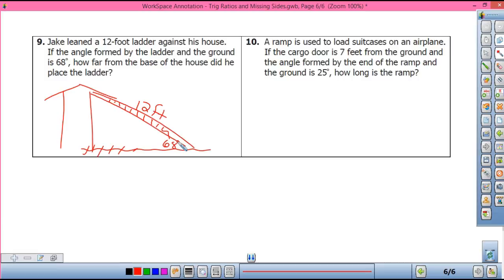So am I looking for how high up the house or down on the ground? Down on the ground. So this guy is who? Adjacent. And the ladder is the hypotenuse, so I'm using cosine of 68 equals x over 12, good. So am I multiplying or dividing? Multiplying, 12 times the cosine of 68.